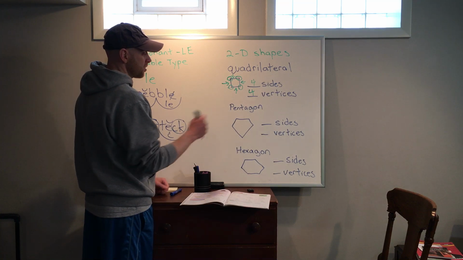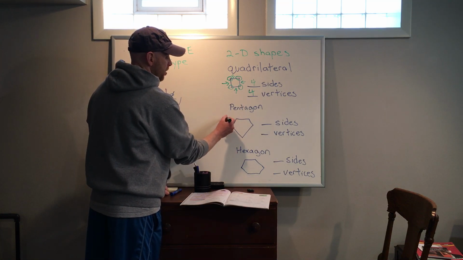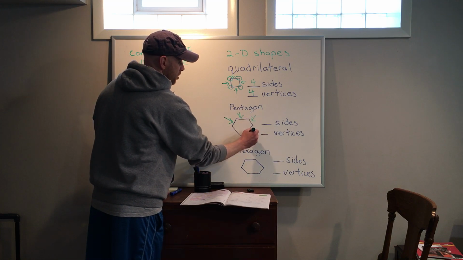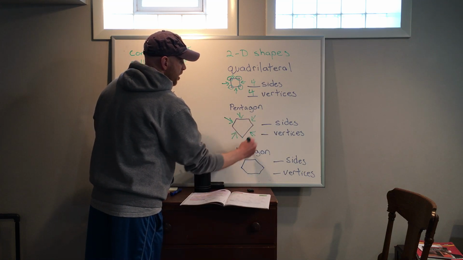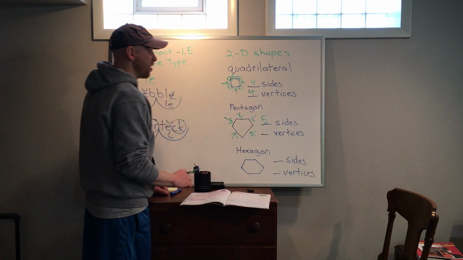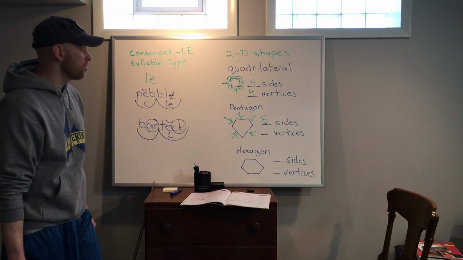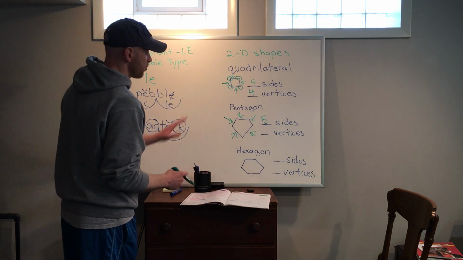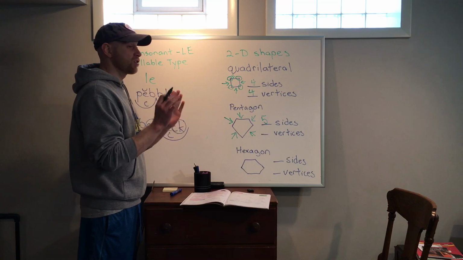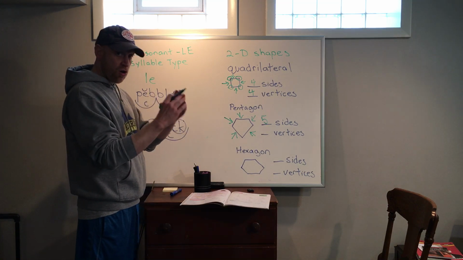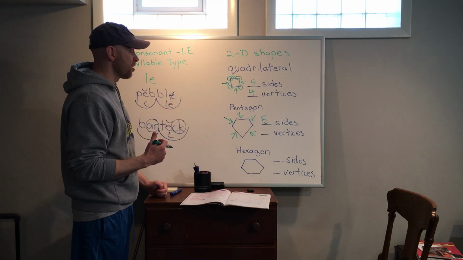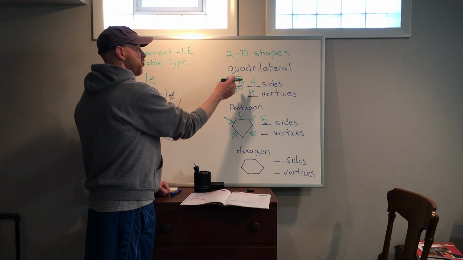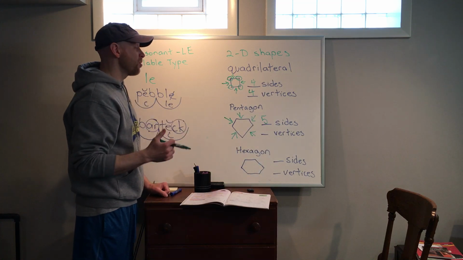But on this, let's count how many sides we have. We have 1, 2, 3, 4, 5. So we have 5 sides on a pentagon. And a pentagon doesn't always have to look like this. A pentagon is a 5-sided shape. So you could draw a different shape, as long as it has 5 sides and they're all connected, you have a pentagon.